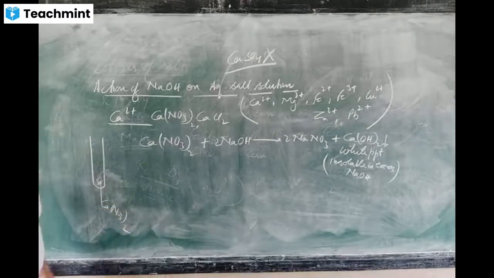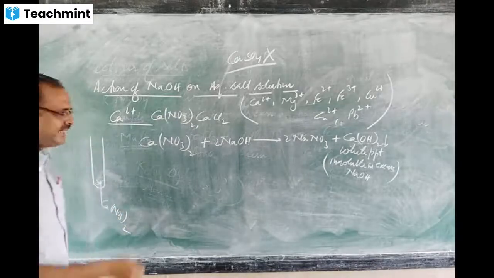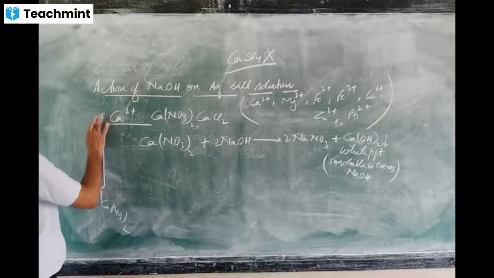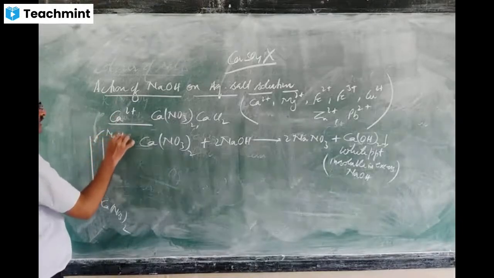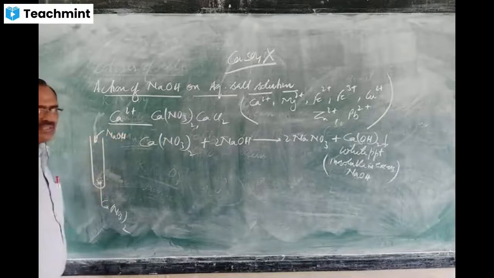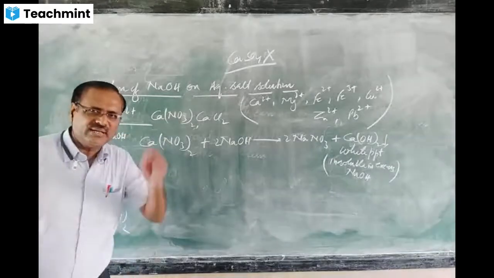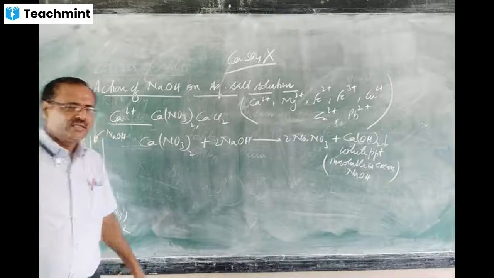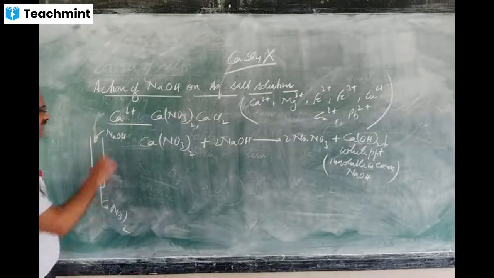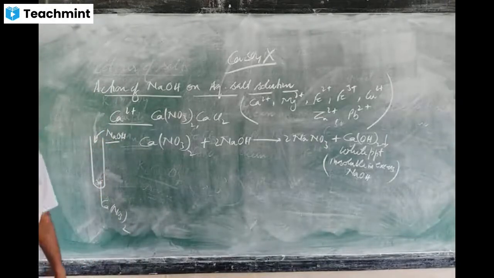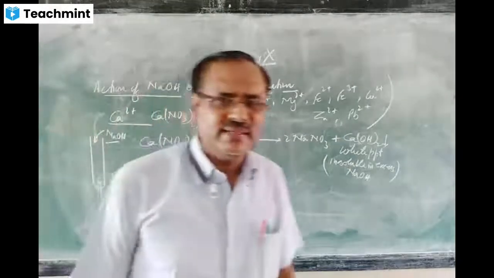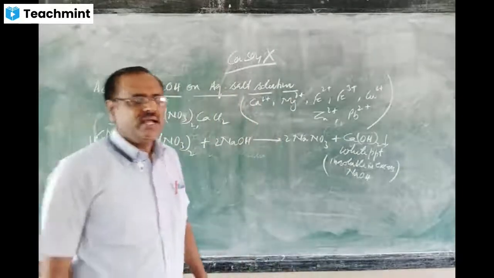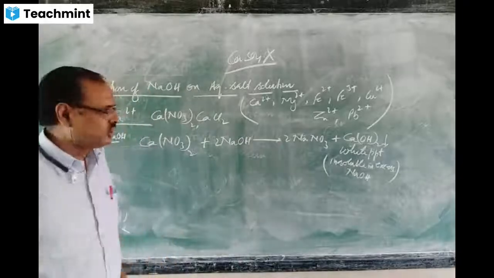In this calcium nitrate, first of all, add dropwise sodium hydroxide. When you add sodium hydroxide dropwise, you will see that a white precipitate is formed. When you add excess sodium hydroxide, that precipitate remains as such. So in the case of calcium nitrate, a white precipitate is formed and that precipitate remains insoluble.